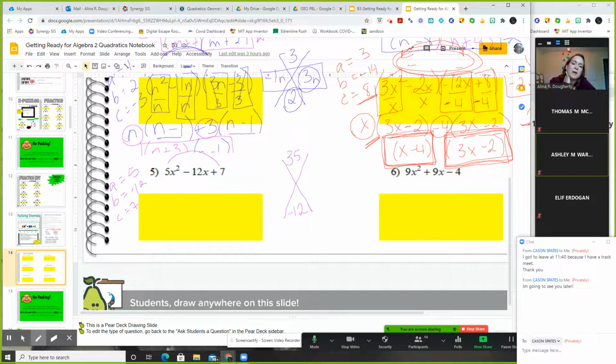Thomas, that was you, right? So I want somebody other than Thomas. What multiplies to 35 and adds up to negative 12? Say it again. 6? Is 6 a factor of 35? 6 is a factor of 36.